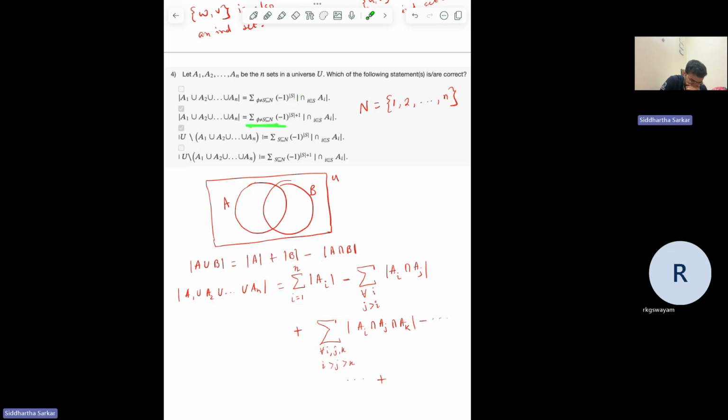There's one more subtlety: the number of sets you are merging should be non-empty. So for example, here also you have seen that all the terms are either one set or two sets or three sets. There is no empty set being merged. So that is why this is correct.